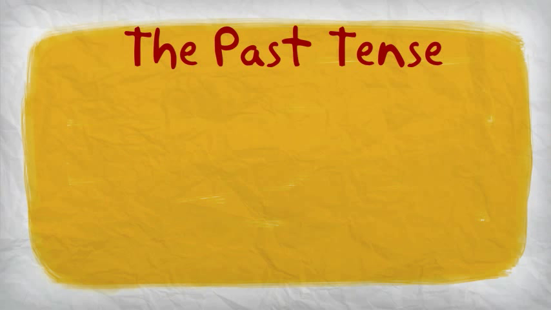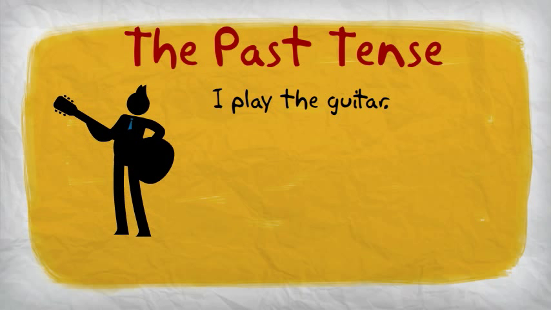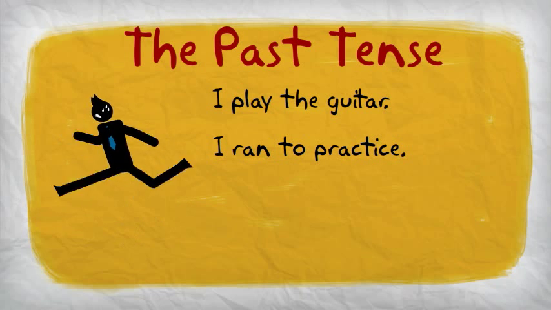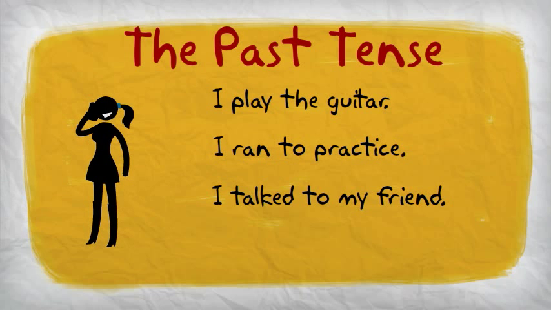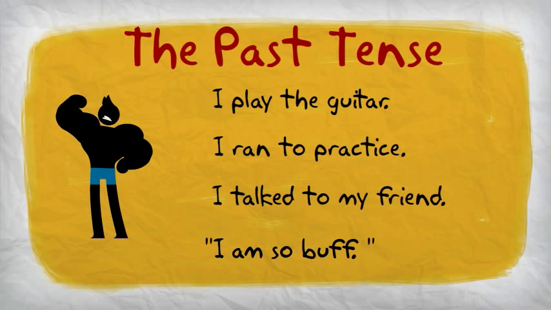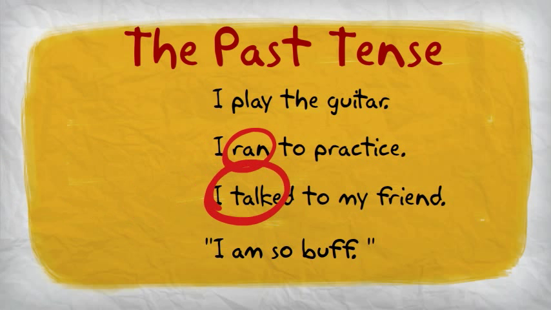Alright, pop quiz. Which of the following are in the past tense? I play guitar, I ran to practice, I talked to my friend, or I am so buff. The verbs ran and talked are in the past tense because they describe actions that already happened.